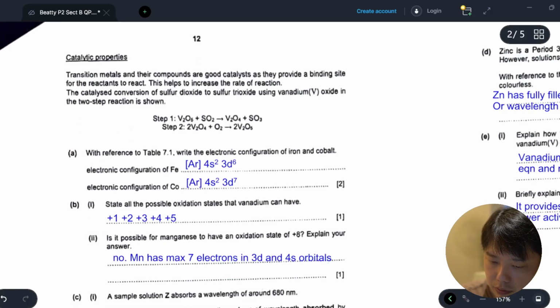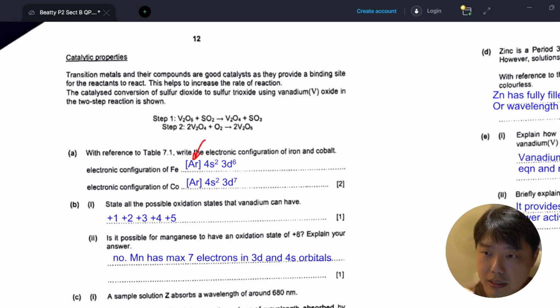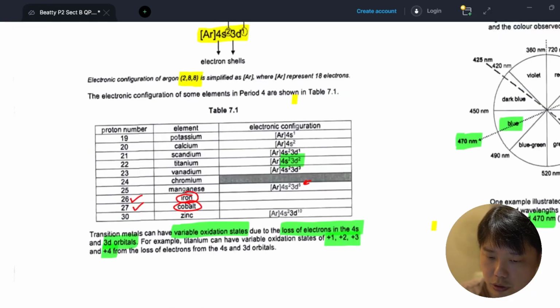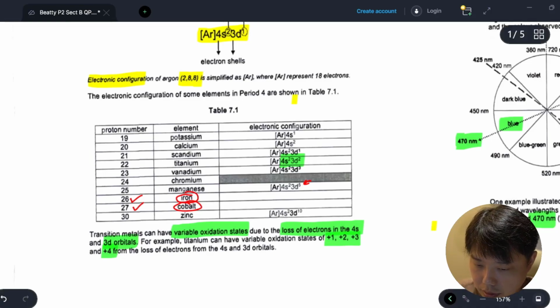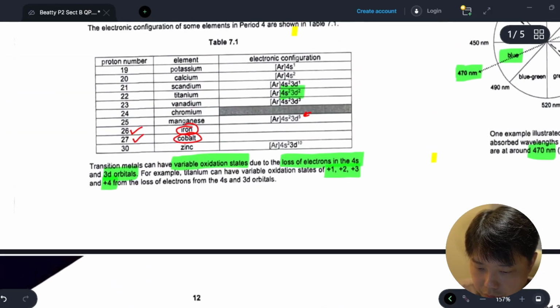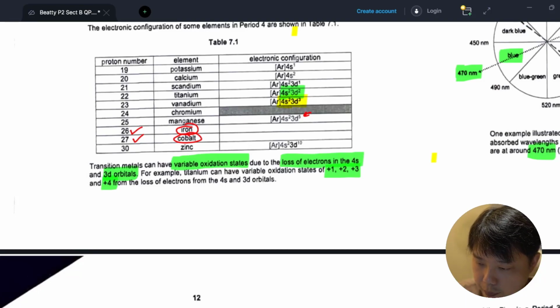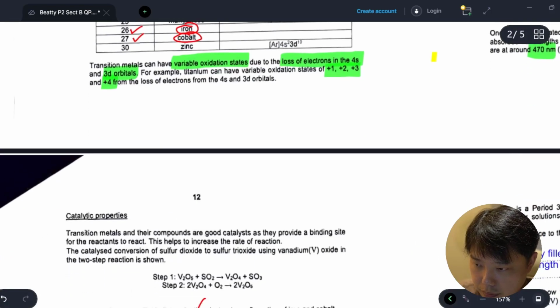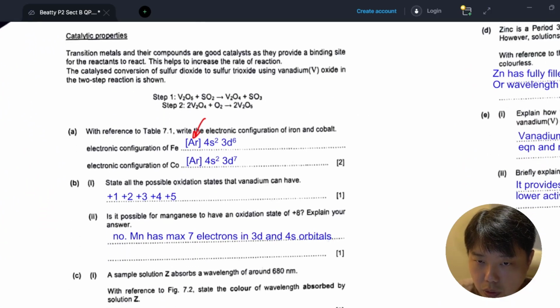The Ar in square brackets is just the electronic configuration for argon. It saves you the trouble of writing the first 18 electrons. Next, state all the possible oxidation states that vanadium can have. If you look at the table, vanadium has 4s2 3d3, a grand total of 5 electrons. So +1 all the way to +5.